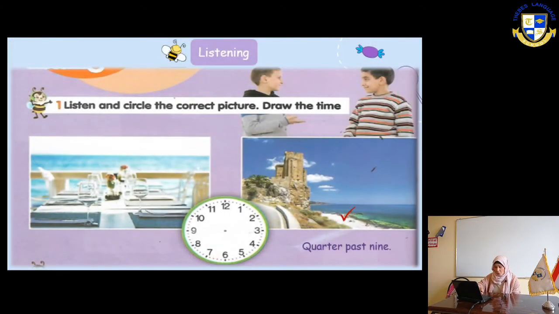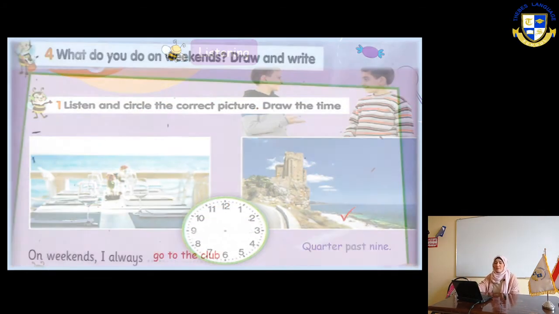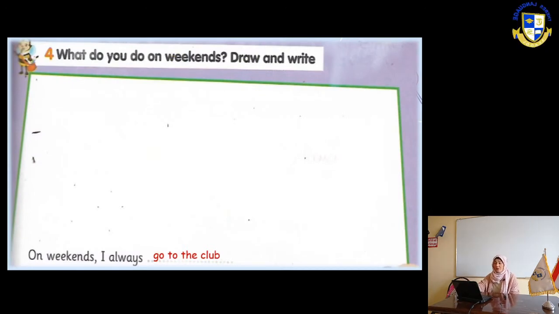Exercise number 4, what do you do on weekends? Draw and write. Okay? On weekends, what do you always do? Maybe you visit your grandparents, maybe you go to the club, maybe you play football with your friends. So you are going to write whatever activity you are doing in the weekend and draw yourself doing this activity. Here, on weekends, I always go to the club. So I'm going to draw myself sitting with my family in the club, playing football with my friends in the club. Okay?